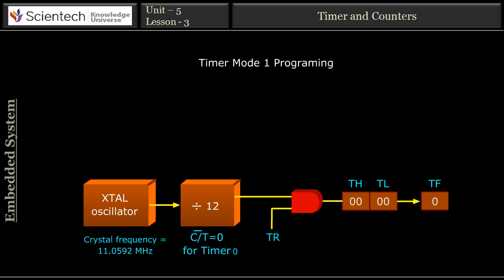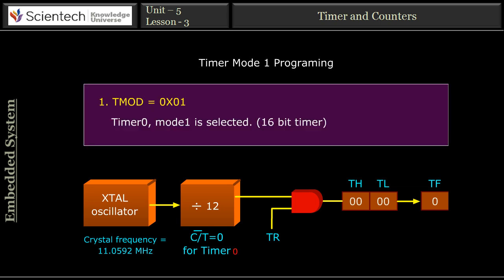As we see in the animation, the crystal oscillator frequency is 11.0592 MHz, which is divided by 12. To generate a time delay using timer mode 1, the following steps are taken. To clarify the steps, see it in an animation.